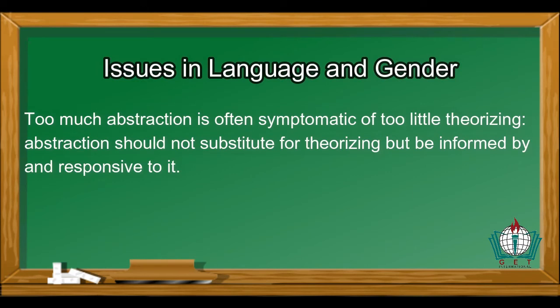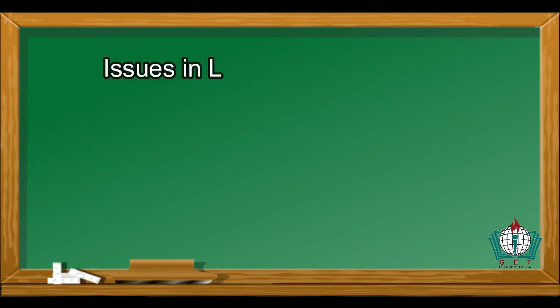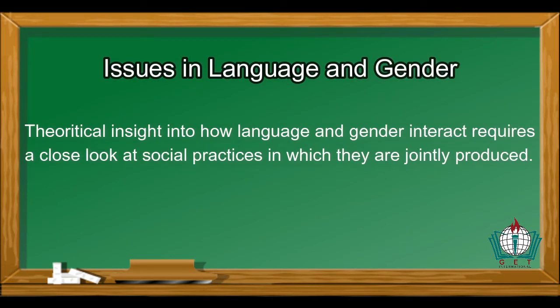Too much abstraction is often symptomatic of too little theorizing. Abstraction should not substitute for theorizing but be informed by and responsive to it. Theoretical insight into how language and gender interact requires a close look at social practices in which they are jointly produced.